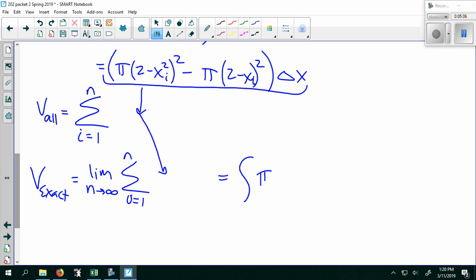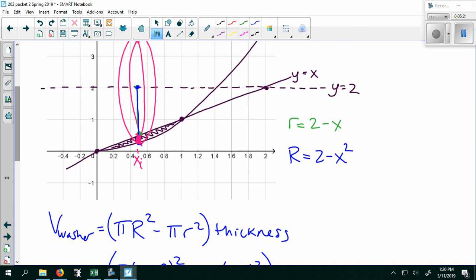So this becomes pi times (2 minus x squared) squared minus pi times (2 minus x) squared. My delta x becomes a dx, and my bounds of integration go from 0 to 1. That's where all these little representative rectangles are sweeping out washers that I am stacking up between 0 and 1.